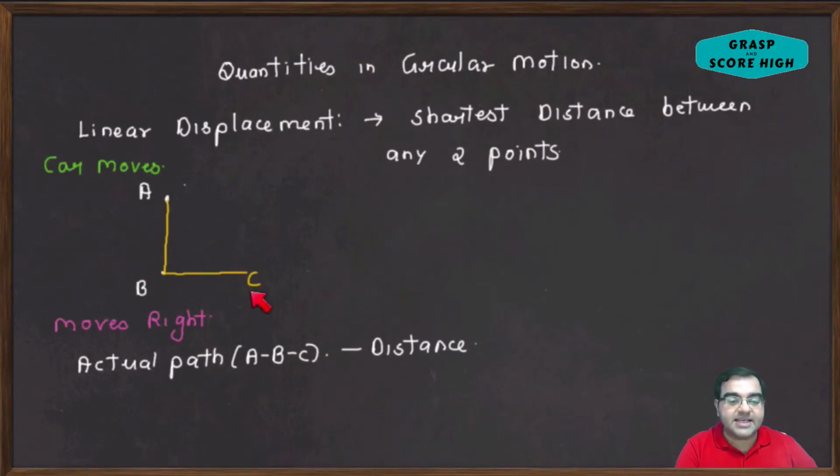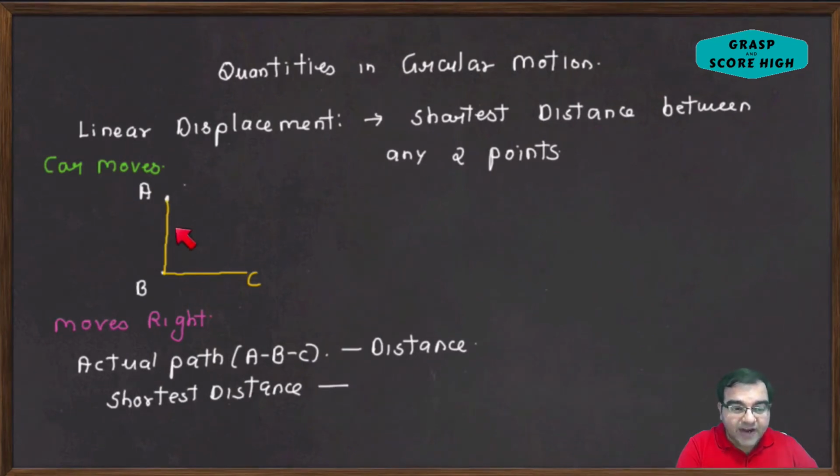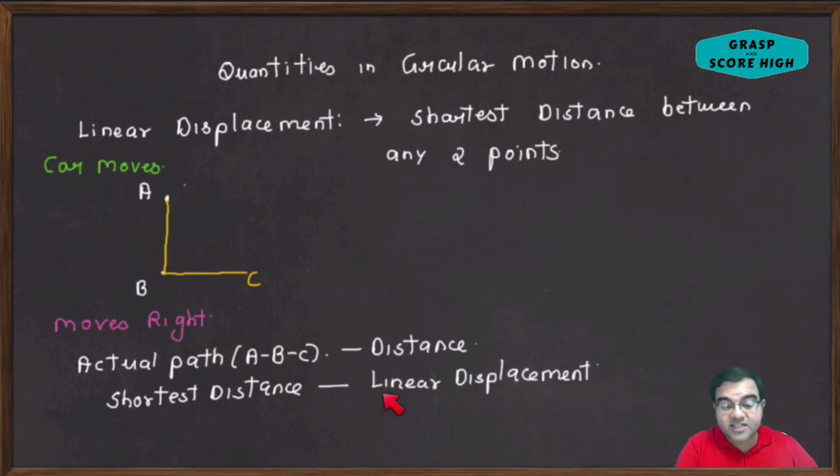So this ABC is basically called what? Distance. Now the shortest distance. If I draw a line between A and C, which we call the hypotenuse, it's going to be the shortest distance. So this shortest distance between any 2 points is called a linear displacement. So a linear displacement is basically the shortest distance between the 2 points, which in this case is the line from A to C. But the actual path followed by the car was A to B, and from B it went to C. That actual path followed by the car is called the distance.